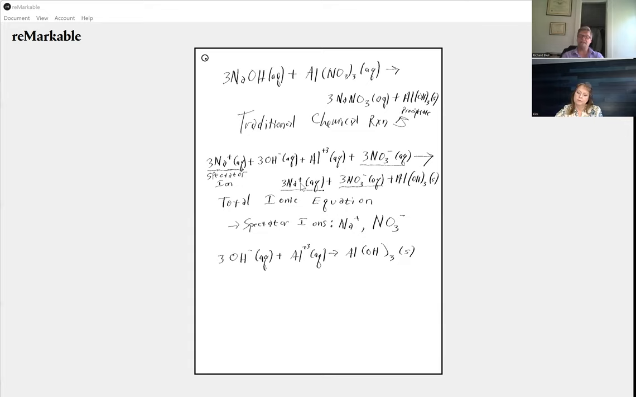This is the meat and potatoes of this reaction. This is what's actually happening. This is the important part of the reaction. We call this the net ionic equation. It's the important part. It's the meat and potatoes.